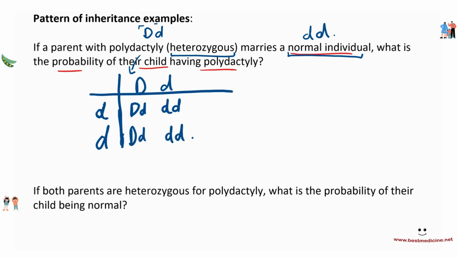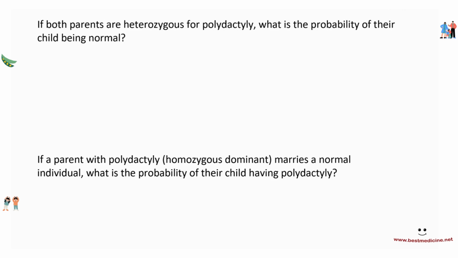And we get two heterozygous offspring out of 4, and two homozygous recessive offspring out of 4. So these are heterozygous, and they have the disease allele, so these are affected. And the other ones are not affected. So 2 out of 4, which is 50% of the children, are going to have polydactyly, okay? They're going to be affected.